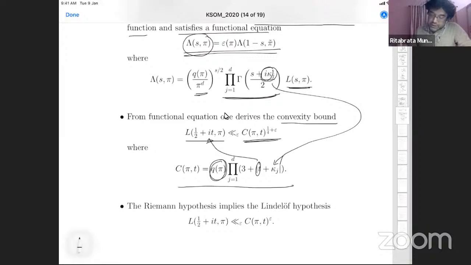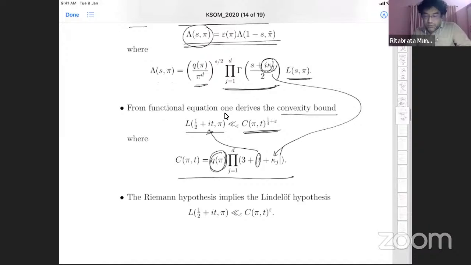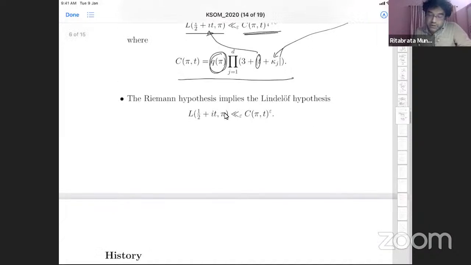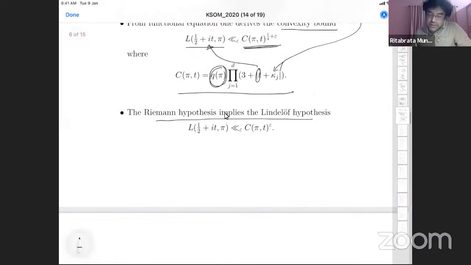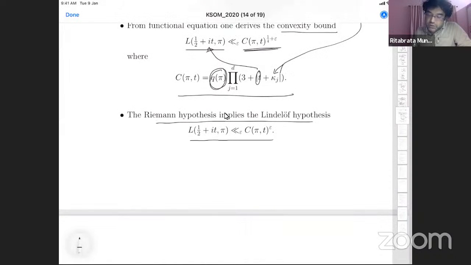So that's the formula for the conductor. Trivially, you get that the L-function is bounded by the conductor to the power 1/4, and you want to get an improvement over that. We are hoping to get such an improvement because the Riemann hypothesis implies what is called the Lindelof hypothesis, which says that the L-function should be bounded by the conductor to the power epsilon for any epsilon positive, which is something very strong.